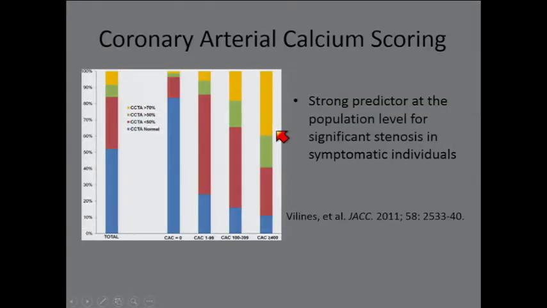So coronary arterial calcium scoring has been demonstrated in many very large clinical trials to be an extremely strong predictor at the population level for significant stenosis in symptomatic individuals. And so this graph is from the CONFIRM study. It demonstrates the distribution of coronary calcium scoring and the presence of significant stenosis at these different levels of coronary calcium score. So patients who have a 0 score very rarely have any type of significant disease, although it has been seen they can have non-calcified plaque. And patients that have a very high coronary arterial calcium score very rarely have a normal CTA.